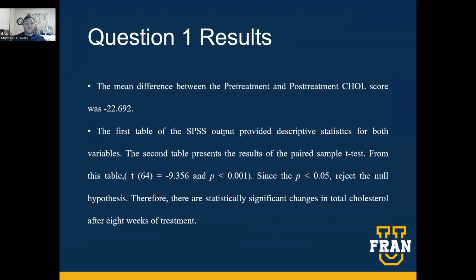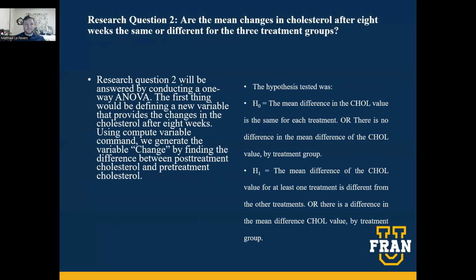Question 1 results. The mean difference between the pre-treatment and post-treatment cholesterol score was negative 22.692. The first table of the SPSS output provided descriptive statistics for both variables. The second table presents the results of the paired sample t-test. From this test, we can see that P was less than 0.011. Since P was less than 0.05, we reject the null hypothesis. Therefore, there are statistically significant changes in total cholesterol after 8 weeks of treatment.